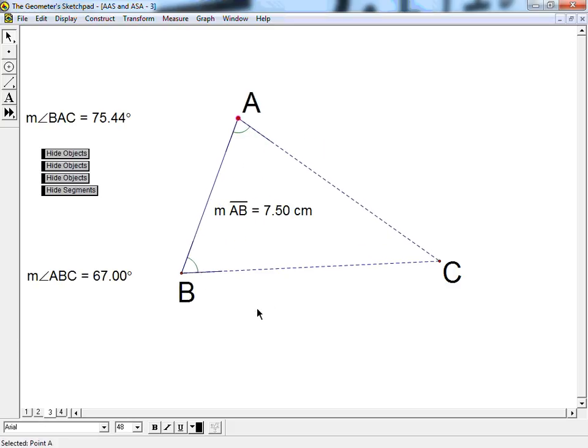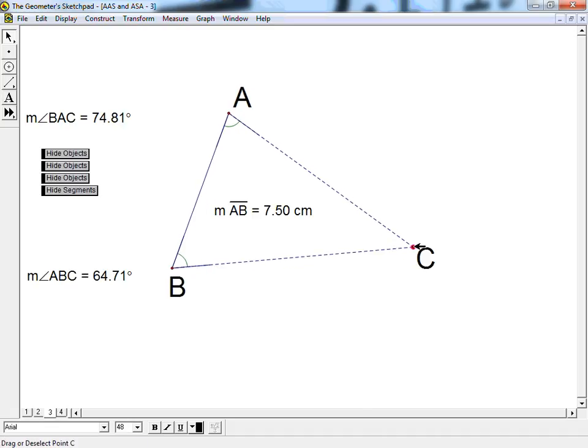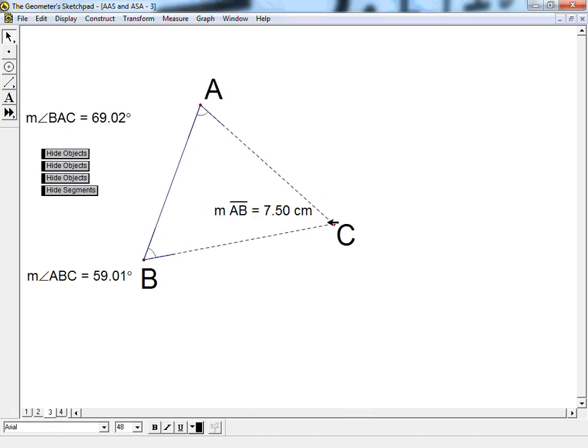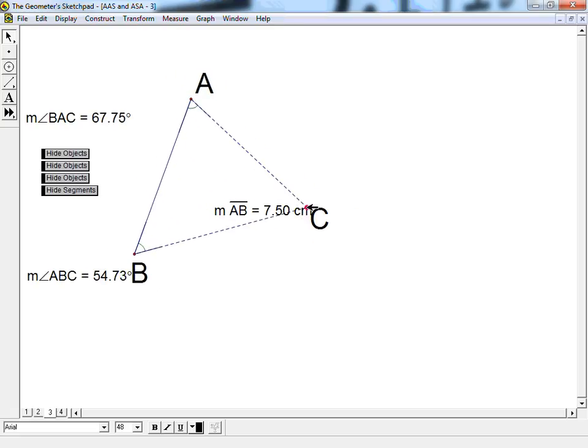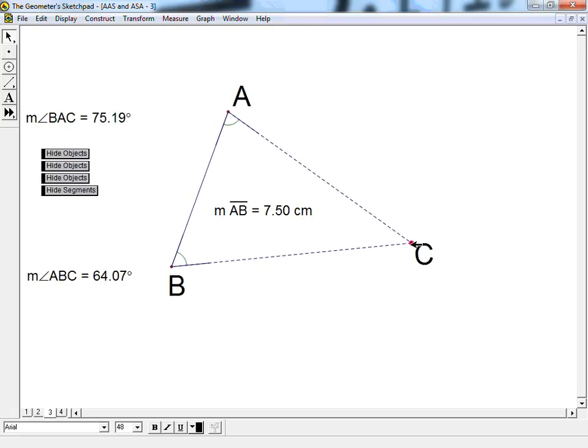And obviously if I move point B, we'll see the same. If I move point C, the length AB doesn't change, but my angles do. So can we move a point to create another triangle that will not change the segment AB and will not change the angles A and B? Which point can we move?